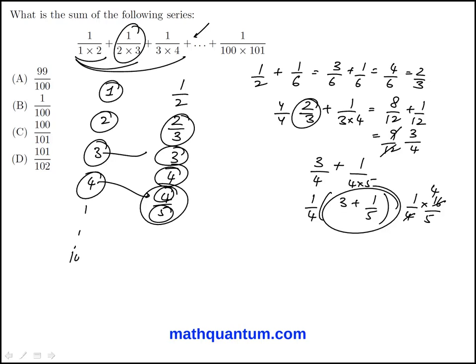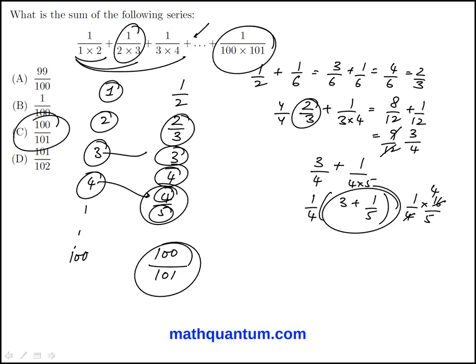So if we do 100 terms, this would be 100 over 101, which is, again, answer choice C. So this is what I would do if I encounter a sequence where I'm not familiar with how to recognize a pattern or rewrite it. So to recap, the answer is C.